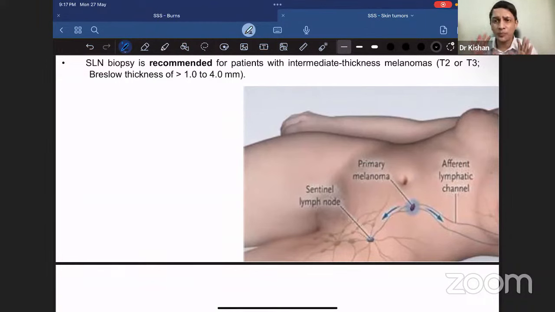The principle here is that the sentinel lymph node is the first draining lymph node from that tumor area. If it is negative, then it's unlikely to have any further metastasis. Correct? That's the principle utilized here. The chance of skip lesions going directly to the level 2 lymph nodes is 1 or 2%. So why would you do such a morbid, very big surgery? Okay, that's why.